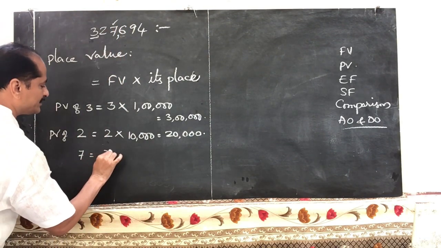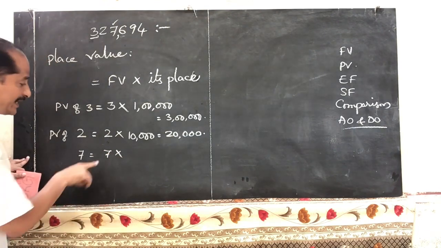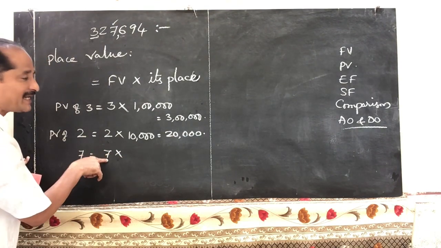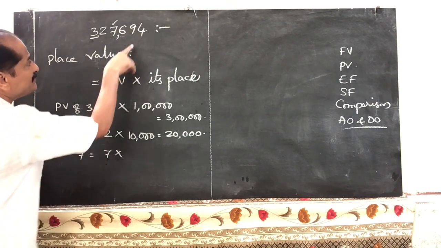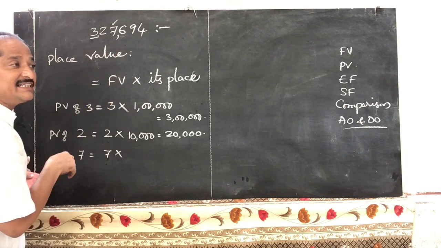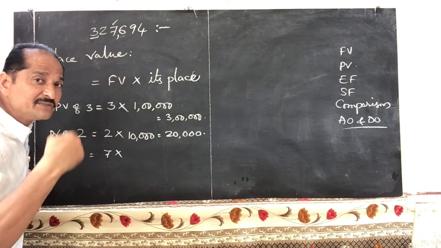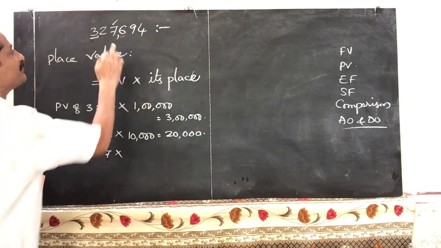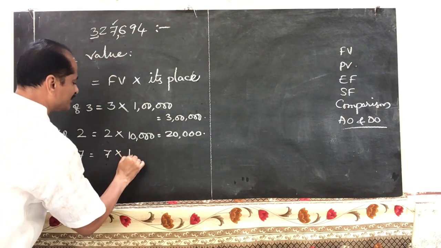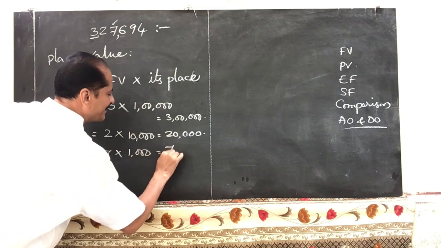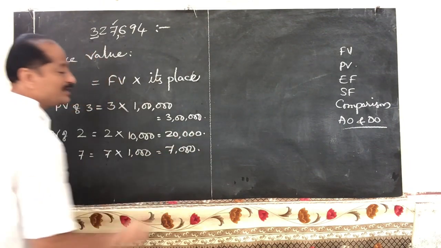Next, place value of 7. Place value of 7 is equal to 7 into its place. 7 is in which place? Units period, thousands period. It is in the thousands period. In the thousands period, it is in the 1,000s place. So 7 into 1,000 is equal to 7,000, the place value of 7.